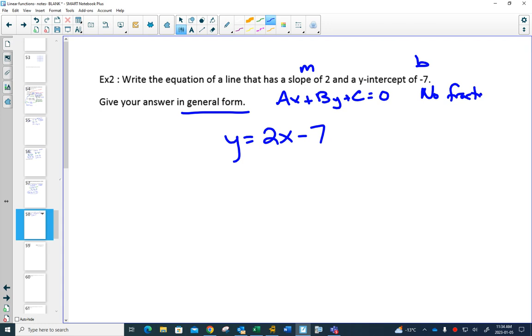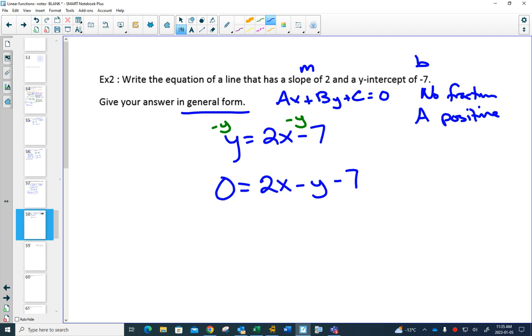No fractions. And a is positive. Do we have fractions? No. That's good. Is a already positive? Yes. So we still need to make one side equal to 0. So I will subtract y on both sides. 0 equals 2x minus y minus 7.